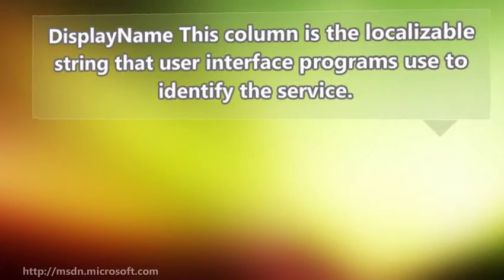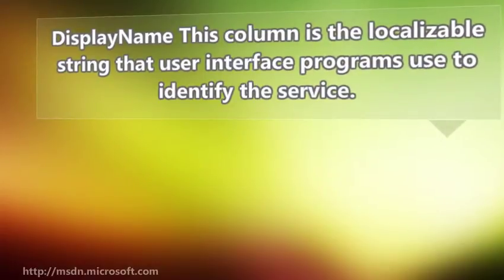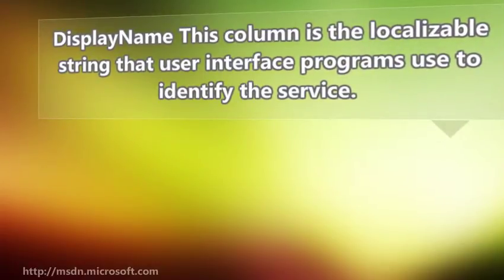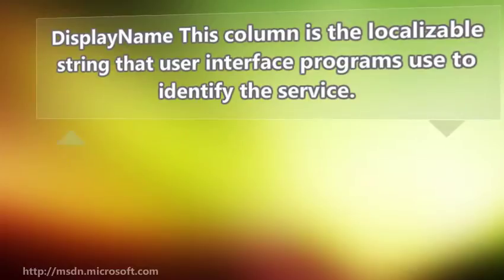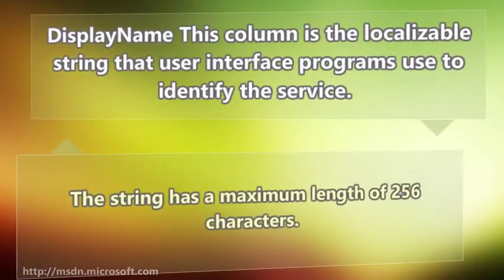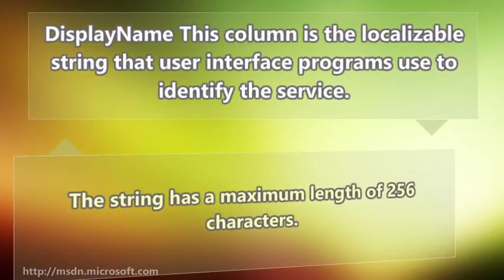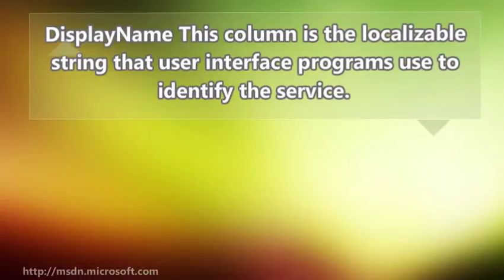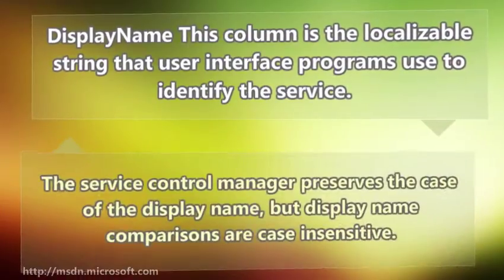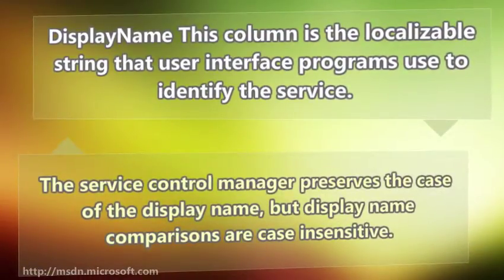DisplayName. This column is the localizable string that user interface programs use to identify the service. The string has a maximum length of 256 characters. The Service Control Manager preserves the case of the display name, but display name comparisons are case insensitive.